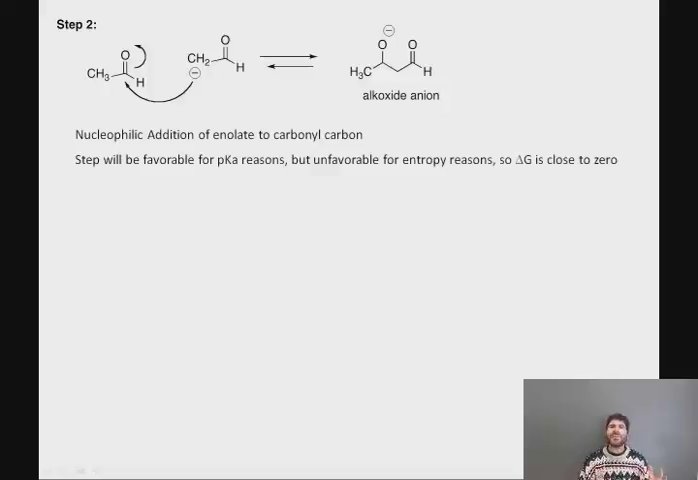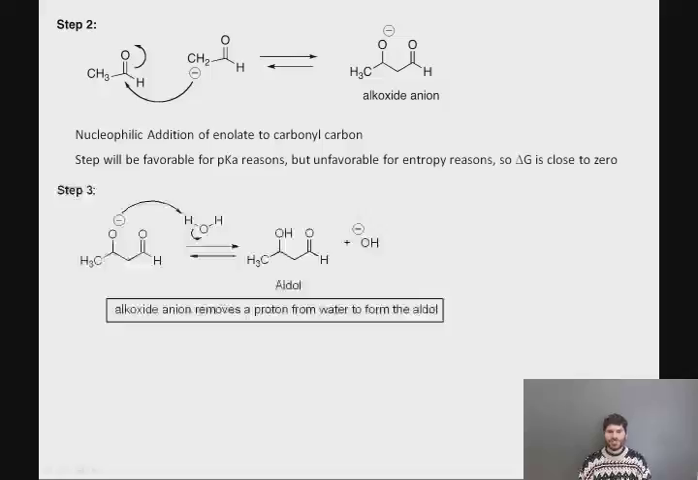However, this step is unfavorable for entropy reasons because you have two molecules coming together and making one molecule without kicking off any other piece. So enthalpy, yes, entropy, no. They're going to end up balancing out, so delta G for this step is going to be close to 0.